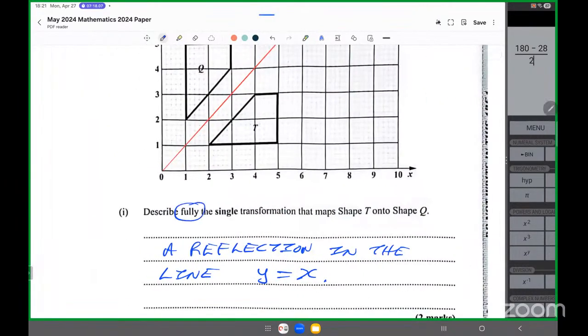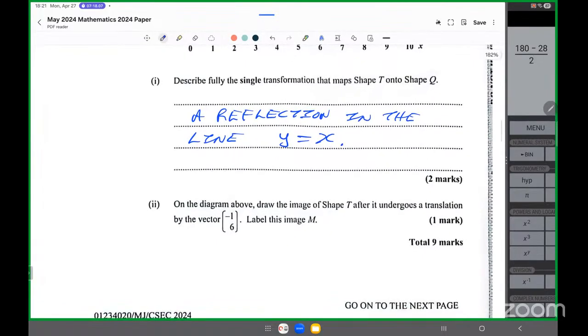See? Describe fully. That's what fully means. Fully means you give the name of the transformation and the component of the transformation. The component of a reflection is the mirror line. All right? State the mirror line. Or if it's a point, you can also state the point of reflection, the point that you're reflecting through.